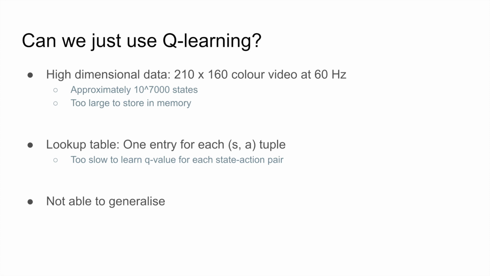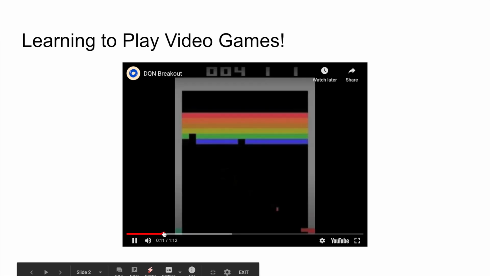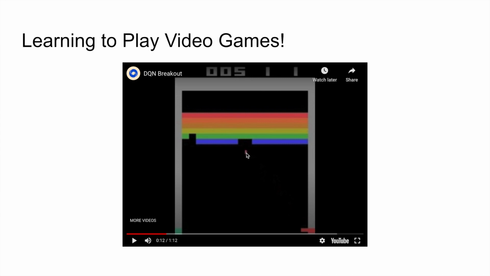And finally, it's not able to generalize. So what do I mean by that? Let me go back to this game of Breakout here. Notice that the ball is in this position. Now suppose I shift this ball by one pixel to the right. Does that really change the state of the game that much? No, right? Because it's just one pixel, and whatever value the state has at this particular position, you would expect the state value to be very similar if you just change this by one pixel.